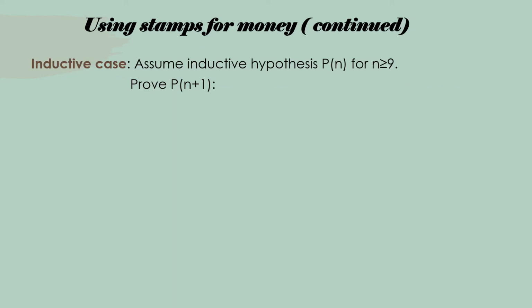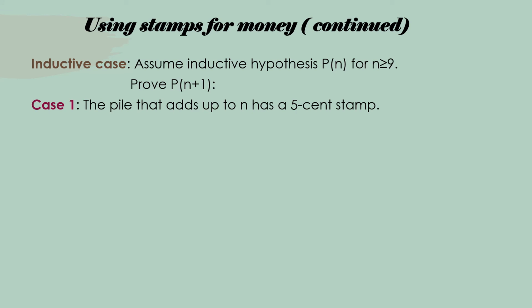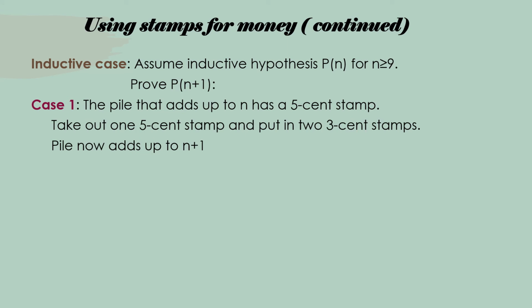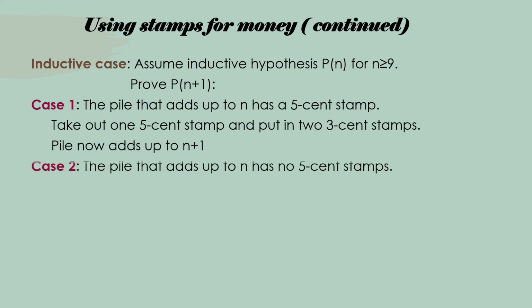For the inductive case, let us assume that n is greater than or equal to 9. We have to prove it for n plus 1, or k plus 1. Let us take two cases. Case 1, let us assume that it has a 5-cent stamp. Then, in order to have n plus 1, remove that 5-cent stamp and add two 3-cent stamps. Two 3-cent stamps will be 6 cents. So instead of 5 cents, it will add 6 cents, so altogether it will be n plus 1.